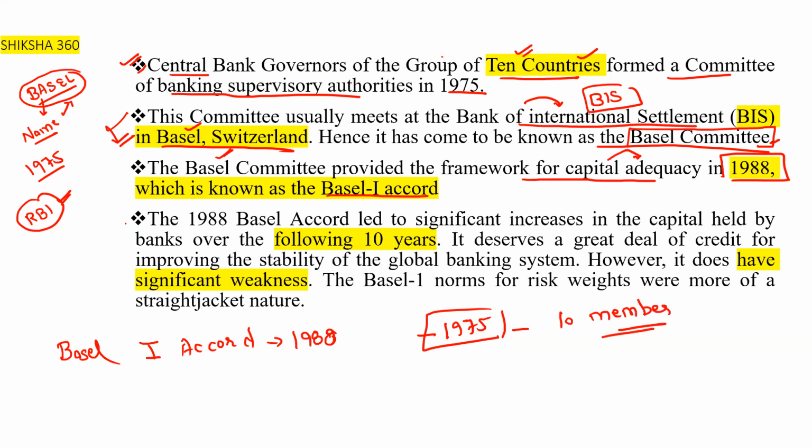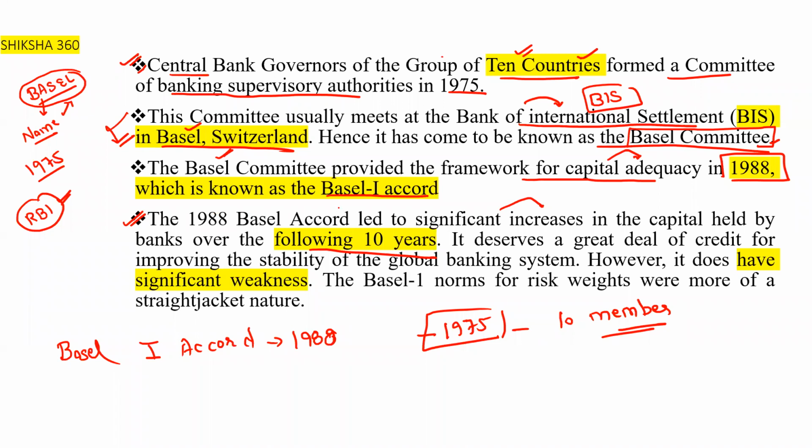The 1988 Basel Accord led to a significant increase in the capital held by the banks over the following 10 years. Earlier, many banks failed due to not having proper policies or regulatory guidelines. That's why Basel comes into the role, and we will understand how it plays an important role when we discuss all these functions one by one.